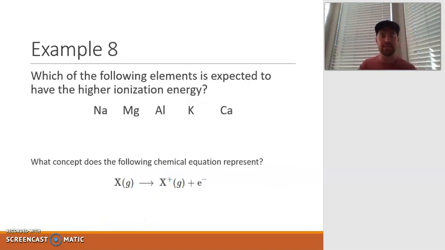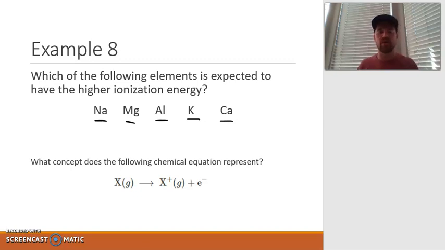Let's look at example 8. Which of the following elements is expected to have the higher ionization energy? Let's find out where these elements are on the periodic table and see if we can use the trend. So I see sodium and magnesium are right next to each other. Aluminum's a little further down, so all 3 of these are so far in the same period. Potassium is in a group lower, it's in row 4, and then calcium is in the same.